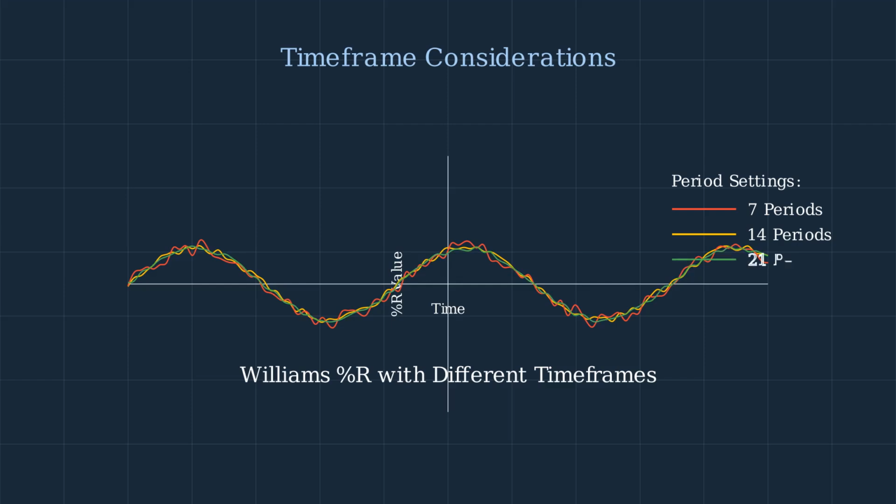Longer timeframes, such as 21 periods, make the indicator less sensitive to price fluctuations. This reduced sensitivity generates fewer signals, but they tend to be more reliable, with the trade-off of potentially missing some opportunities. Let's compare the characteristics of different timeframe settings.